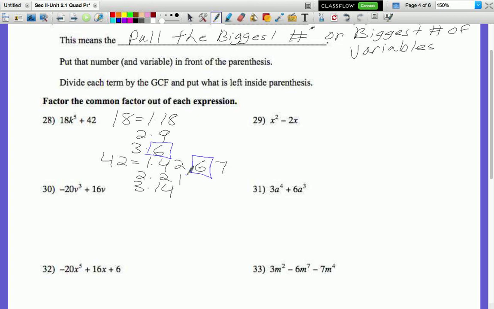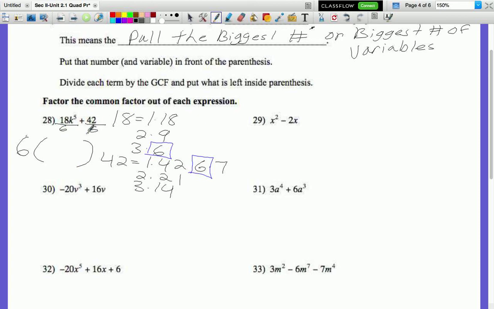Those are the two biggest numbers that they have in common. So they have a 6 in common. 6 is their greatest common factor. So we're going to pull that out. How you write your answer is you write 6, parentheses. Whatever's left over goes inside these parentheses. How do we know what's left over? We're going to divide everything by 6.